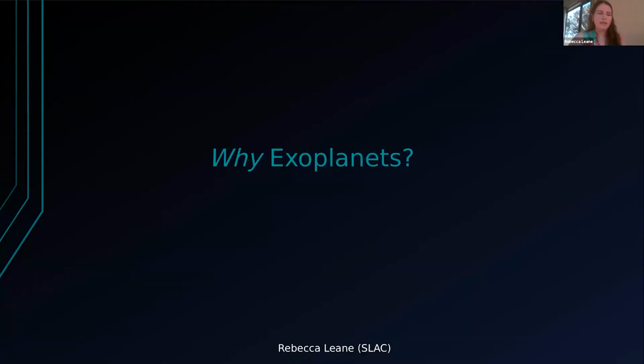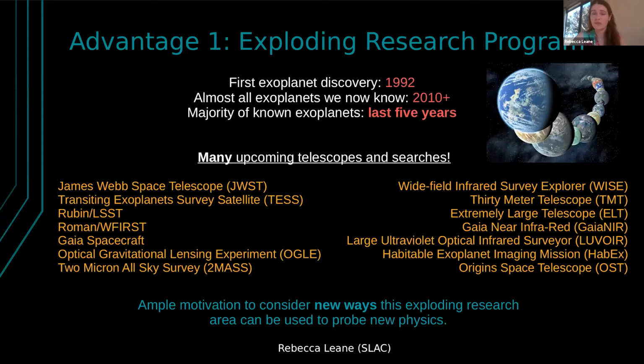Before I get into more of the details about how this signal works, you might be wondering why we care about exoplanets. People have thought about these sort of signals before in other objects. What's so different about exoplanets? There are actually a number of advantages that we get from considering exoplanets. The first one is really making the most of an exploding research program. To give you some perspective, we didn't even know exoplanets really existed until about 30 years ago.